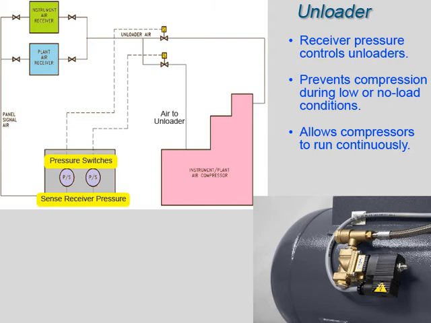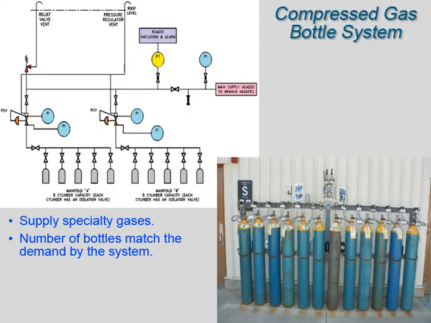Gas bottle systems are used to provide a continuous supply of specialty gas such as nitrogen, carbon dioxide, oxygen, and argon. Compressed gas bottle systems contain a manifold for connecting several gas cylinders. The number of cylinders connected to a manifold depends on the quantity of gas required by the system being supplied. If a large quantity of gas is required, more cylinders must be connected to the manifold.